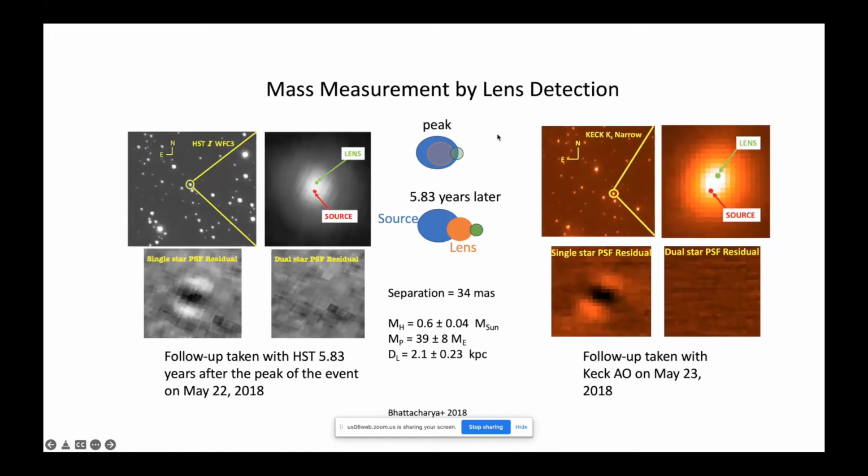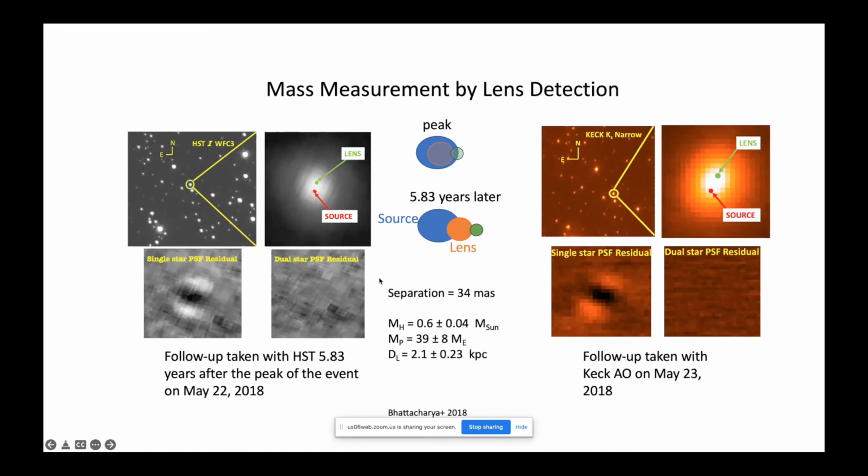Here is one example of this case where this was done with both Hubble and Keck independently. And we got similar mass measurements with both Hubble and Keck. This was also during the peak. We could see only the light from the source star being magnified. We couldn't really see the lens in the ground-based, normal, not high-resolution data. But later, with HST and Keck high-resolution images, we can see that about 5.83 years later, they are separating out by about 34 milliarcseconds.